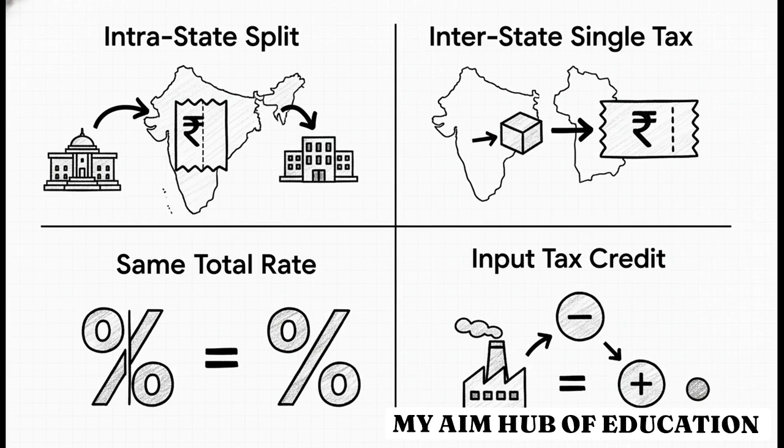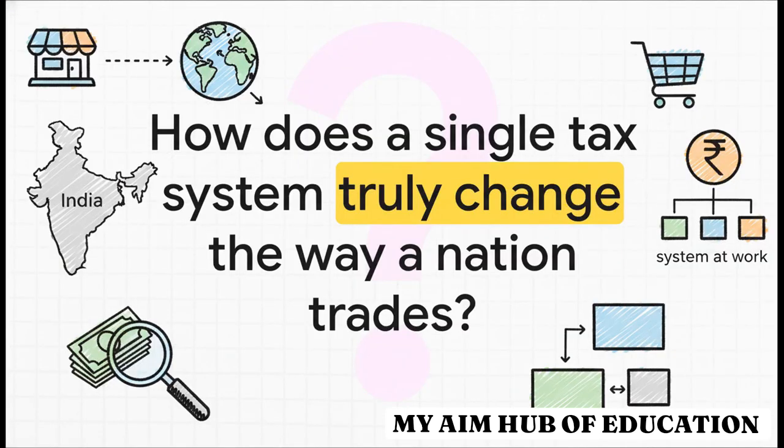And finally, Rule 4. The big one. Businesses get credit for the tax they've already paid. They only pay tax on the value they add. And that's it. That's the engine of the whole system. So, the next time you look at a bill, you're not just going to see numbers. You'll see the story, right? You'll know the journey that thing you bought actually took.